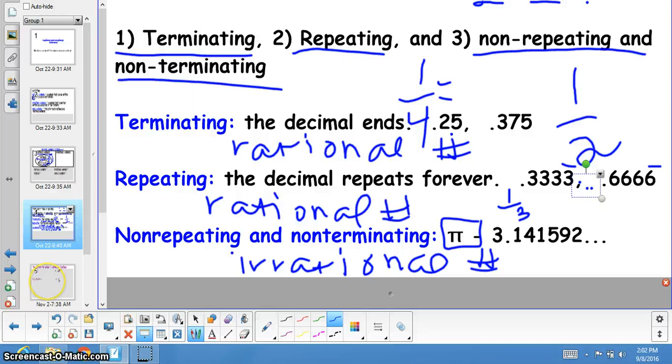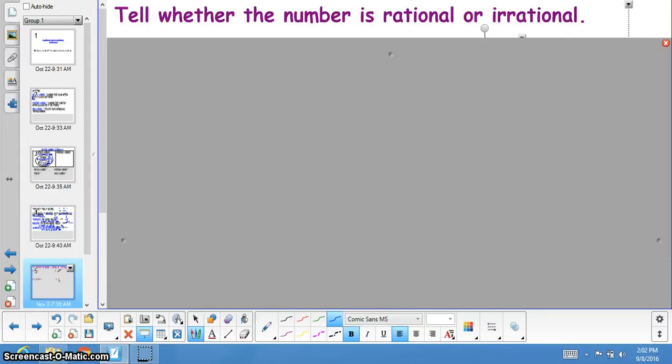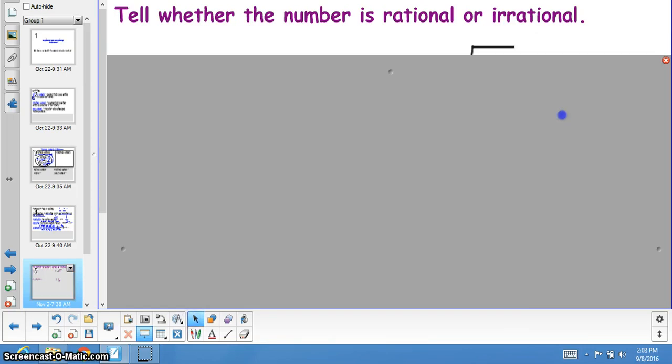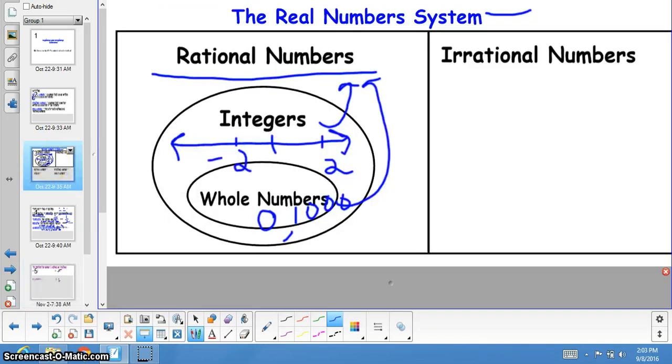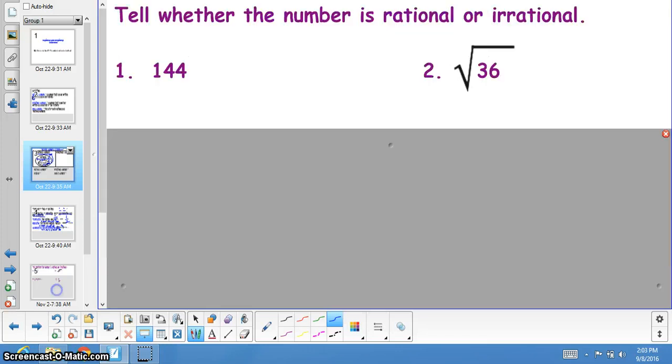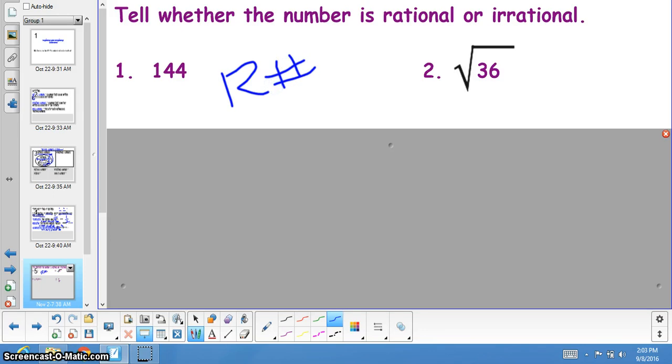So let's just do some practice to be clear. Tell me whether or not the number is rational or irrational. Let's look at example 1, 144. Well, I'm sure it's an integer. It can be on a number line. It's a whole number. And we look back here at our categories. Whole numbers, integers are therefore rational. So I know this is a rational number.